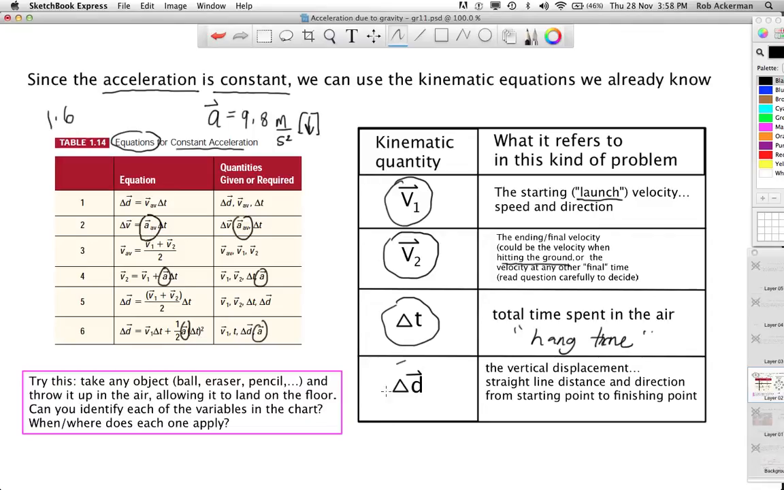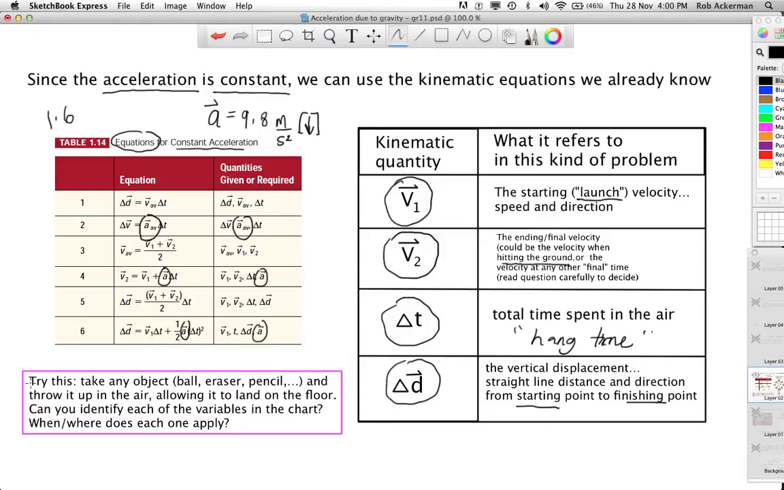And finally, you'll see displacement. Remember what displacement used to mean. It used to mean the straight line from start to finish. You calculated a vector. Well, it still means the same thing. You throw a ball in the air and it either lands, or we talk about what it's doing at some later time. Draw a straight line from the start to that final point. Its distance and direction are the displacement. So really we're just slightly adapting these equations to vertical up and down motion due to gravity.